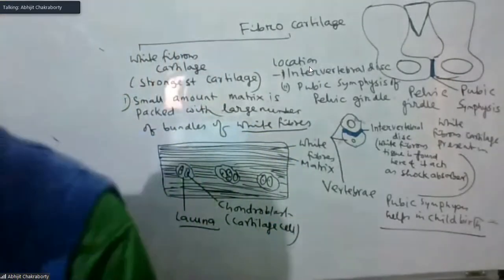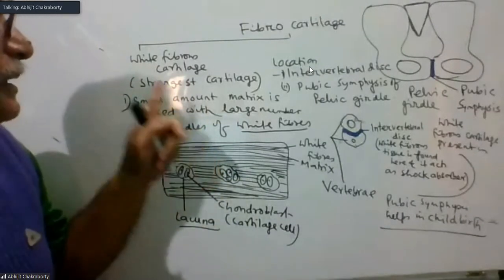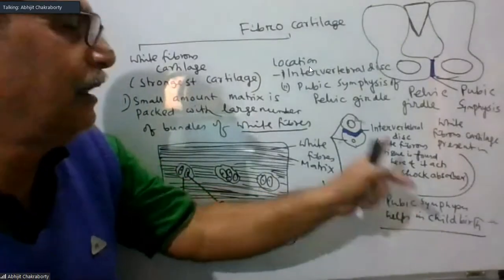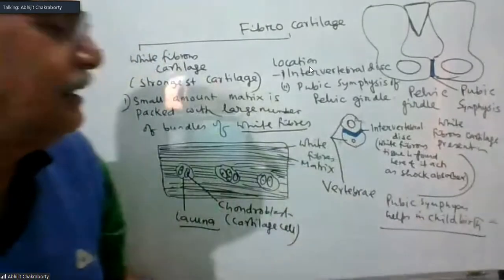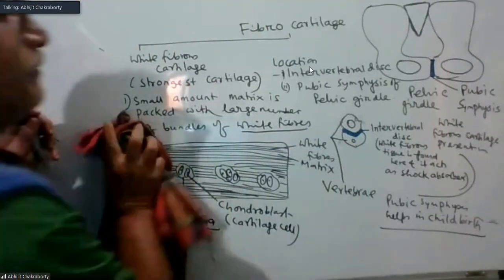After that, white fibrous cartilage present in the intervertebral disc acts as a shock absorber. Remember this thing. And white fibrous cartilage present in the pubic symphysis helps in childbirth. Clear? Now coming to the yellow elastic type.